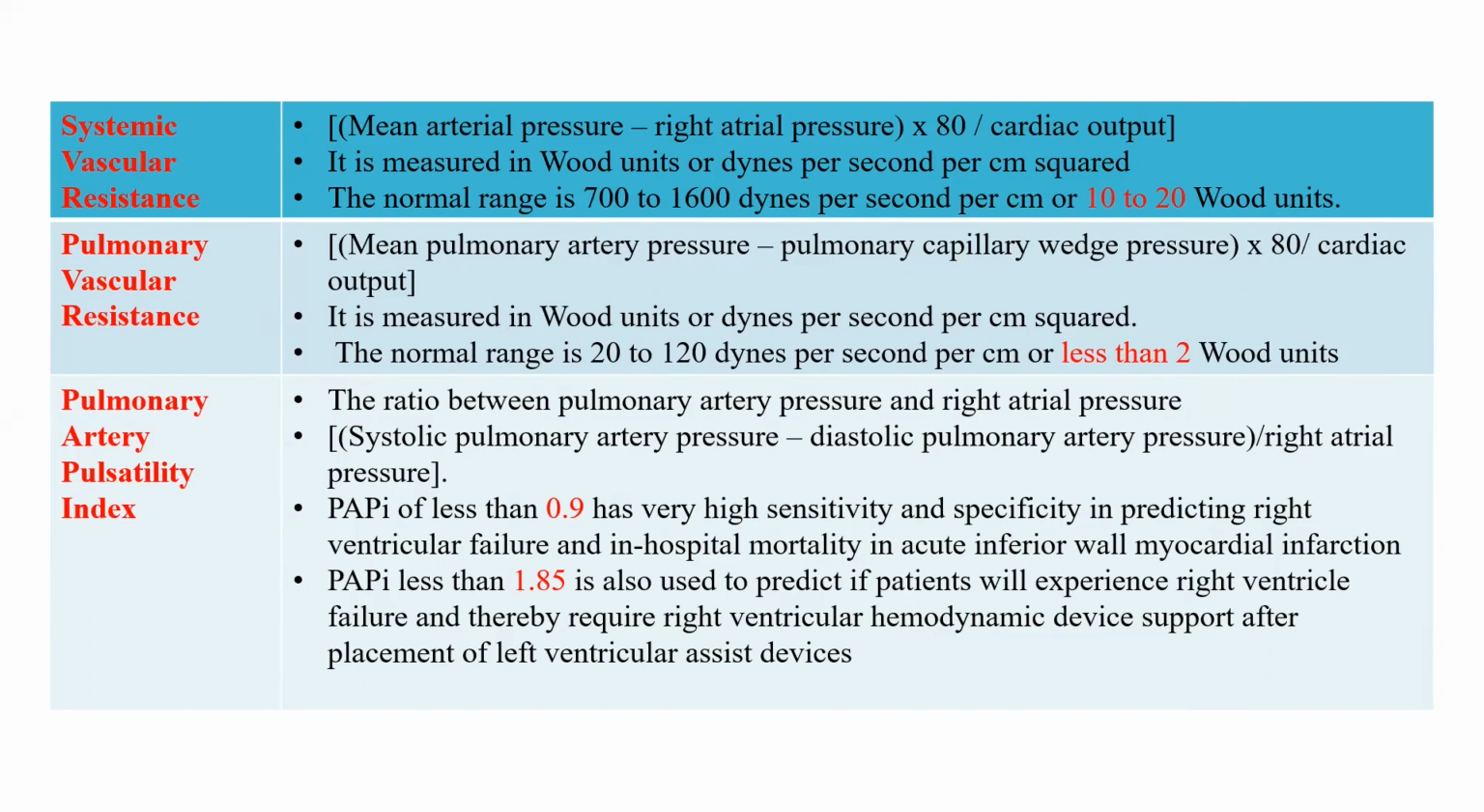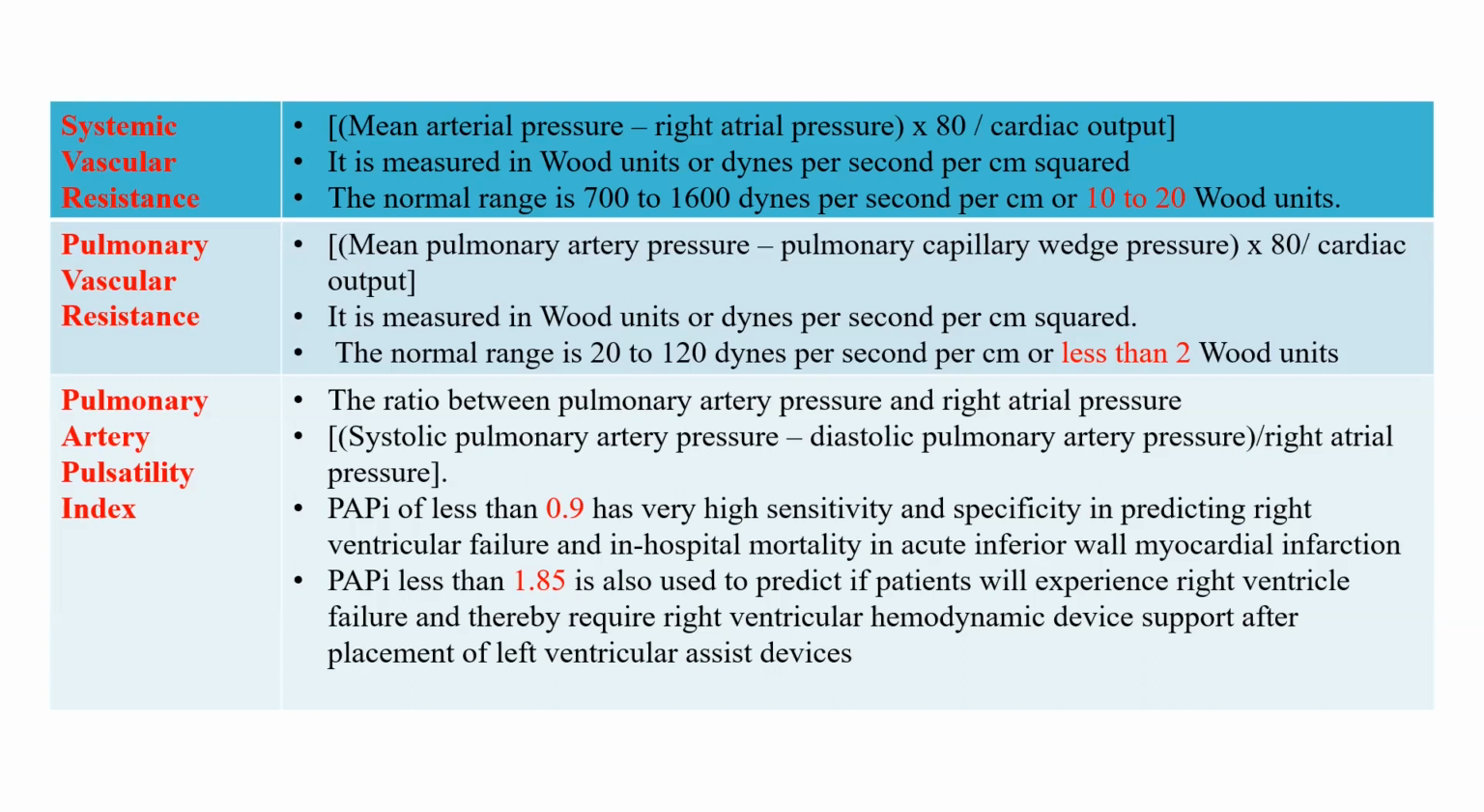Pulmonary artery pulsatility index, which determines the ratio between pulmonary artery pressure and right atrial pressure. So it is the difference between systolic and diastolic pulmonary artery pressure divided by the right atrial pressure, and it has two clinical implications. It can define right ventricular failure with a very high sensitivity and specificity in patients with acute inferior MI, and it can also predict patients expected to have RV failure and consequently require right ventricular hemodynamic device support after placement of LVAD. And the cutoff values, as we can see, are 0.9 and 1.85 respectively.